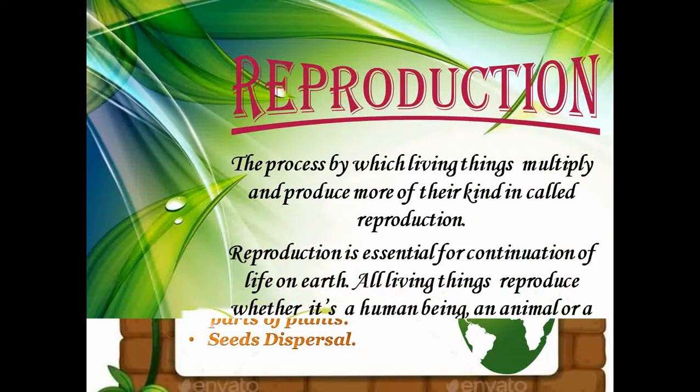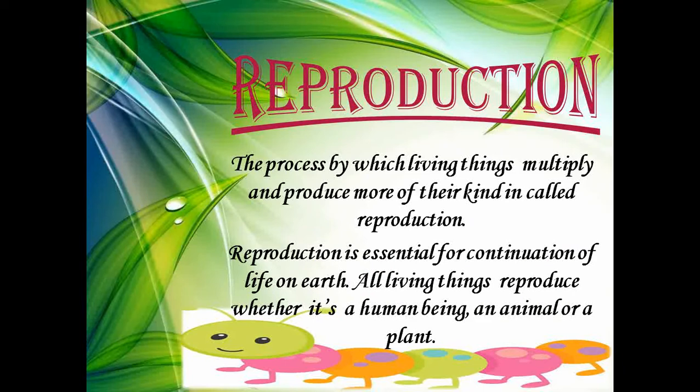So children, before letting you know about reproduction in plants, let me tell you what reproduction means. What is meant by reproduction? Reproduction is the process by which living things multiply and produce more of their kind. Children, reproduction is essential for continuation of life on earth, and all living things reproduce, whether it's a human being, an animal, or a plant.